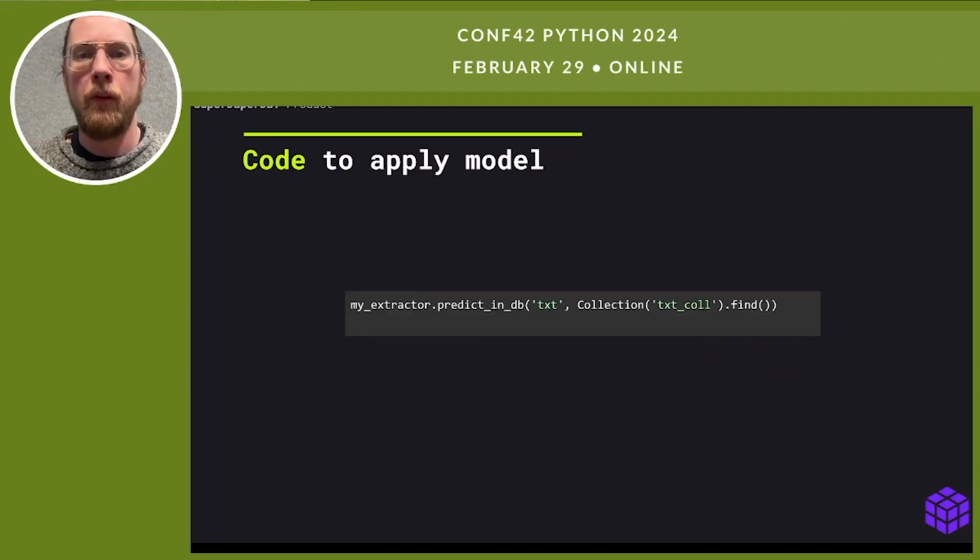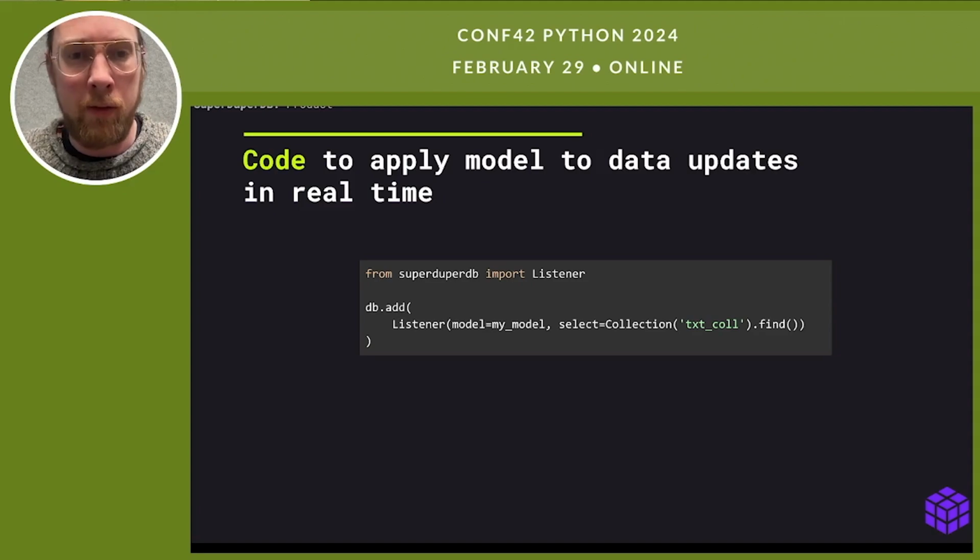Applying a model to data in a database is simple via predict in DB. You simply say which key you would like to operate over, and also what data you would like to select. And SuperDuperDB will then, under the hood, load the data efficiently, pass that data through your model, and save the outputs back in the database. And this can actually be done in a sort of asynchronous streaming fashion, where you don't need to necessarily even be activating the model yourself.